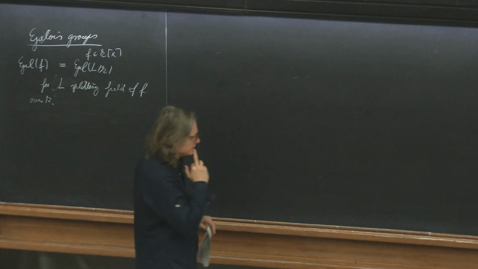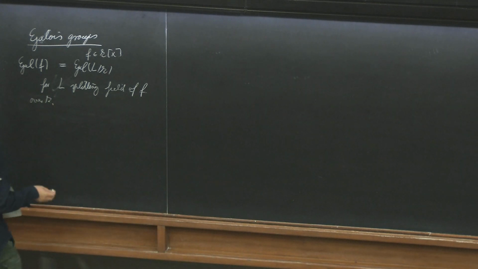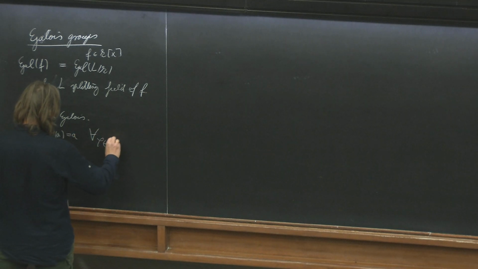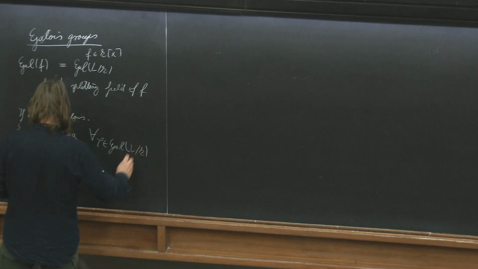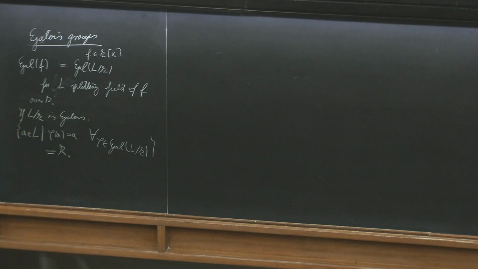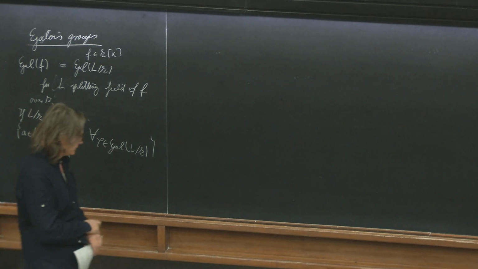We had proven a number of results about it. Maybe one which turned out to be important is that if we have a Galois extension, then if I take the set of all a in L such that phi of a is equal to a for all phi in the Galois group, then this set is actually just equal to K. So the elements in the bigger field which are fixed under all elements in the Galois group are the elements of the ground field.